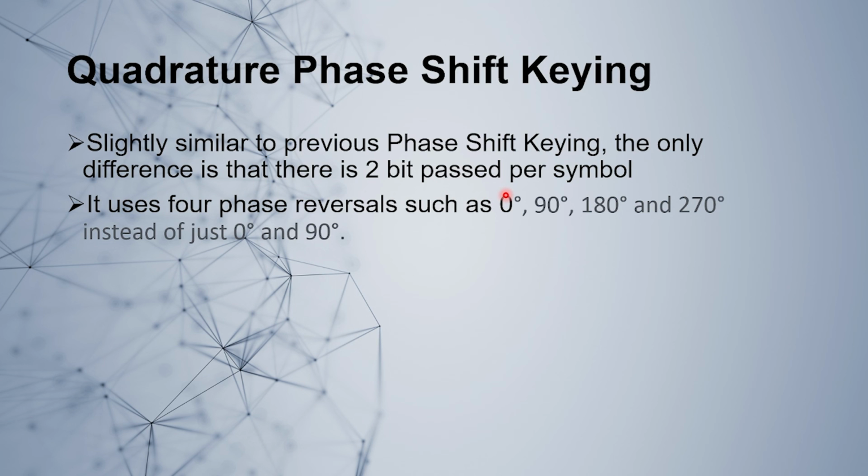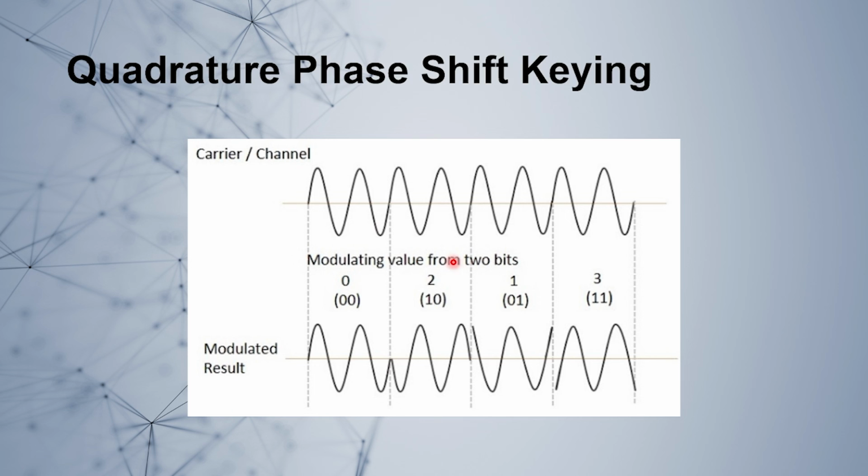Since we use 2 bits, they will go from 00 until 11. We have 4 different types of variation. Since we have 4 different types of bit variation, we would use 4 different phase reversals such as 0 degree, 90 degree, 180 degree, and 270 degree instead of using just 2, because with 2 we would only have 0 and 1, so only 2 variations. So this is the main idea.